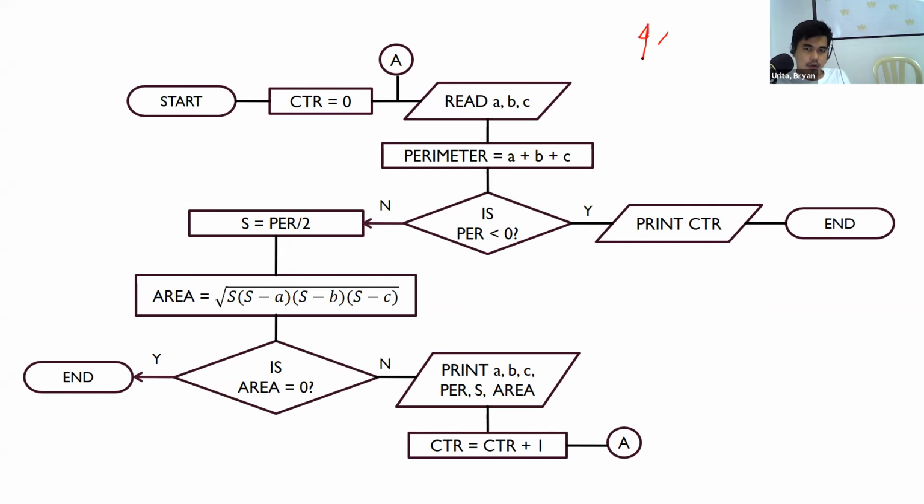So, sabi natin, 4, 3, 5. Perimeter. I-add mo lang yan. Ilan yan? 7, 12. Is perimeter less than 0? No. Compute the S. S is equal to 12 divided by 2 is 6. Then compute the area. That would be 6 times 6 minus A, which is 4, times 6 minus 3, and then 6 minus 5. Get the square root, that is now the area. Is area equal 0? No. Then if no, print the area, print ABC, the perimeter, the S, and the area.